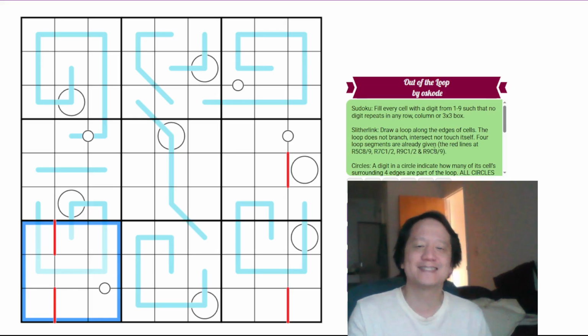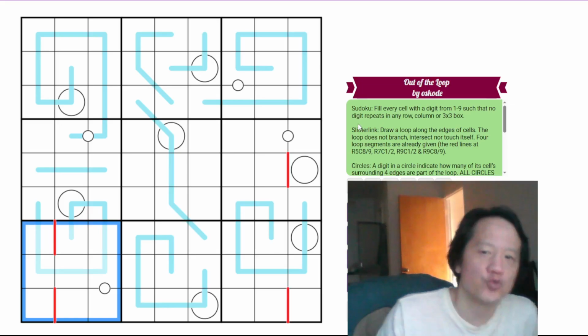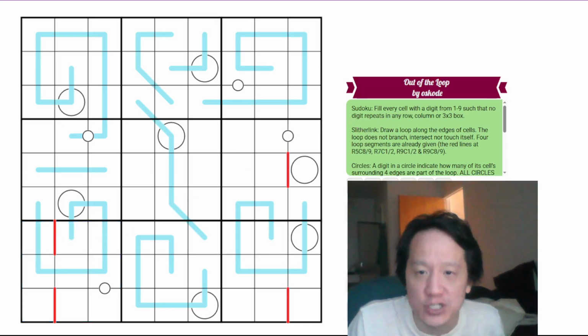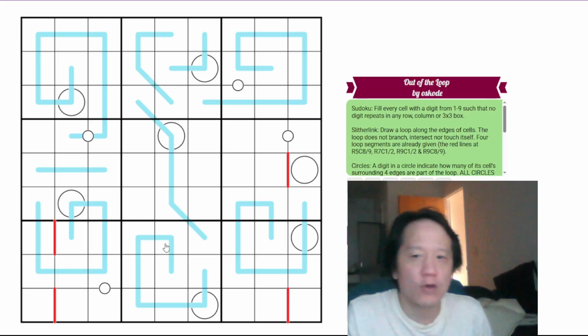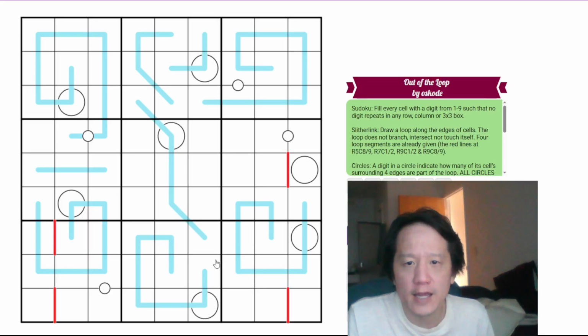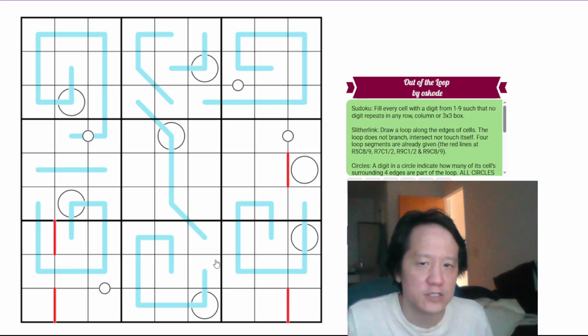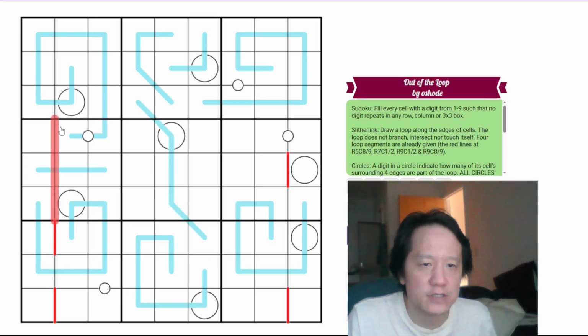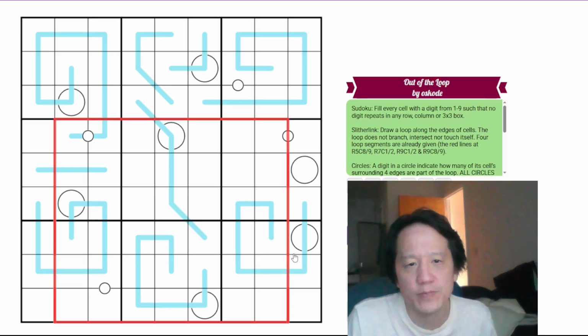We also have Slitherlink, where we need to draw a loop along the edges of cells. So along the edges here, I guess we should make it red to match the other ones. So we have to draw a loop along the edges of cells. It must loop, and the loop does not branch, intersect, nor touch itself. So the loop has to be something along the lines of this. This is a valid loop for the Slitherlink.